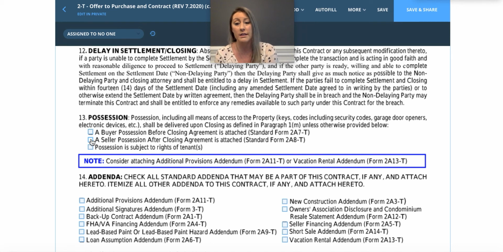Possession is subject to the right of the tenants. So this would be if it's being rented out by a tenant right now. So if this person has this house as maybe rental property, they have tenants in it, and you're negotiating whether or not they're going to stay or you're going to move in or you're going to take it over as rental property, this is where this box would come in. Again, I don't use these a lot, or I don't know if I've ever used these on any of my deals, but I will say seller possession after closing is very common right now.